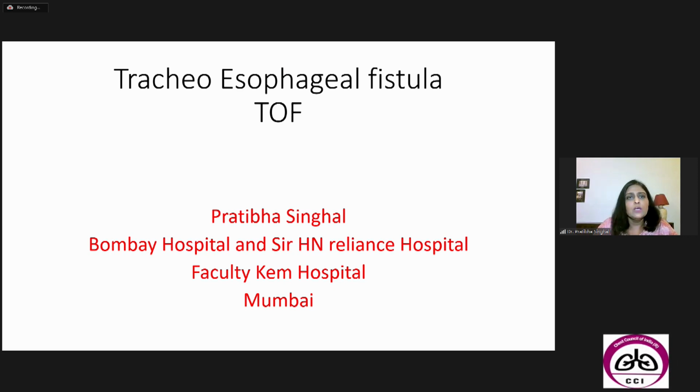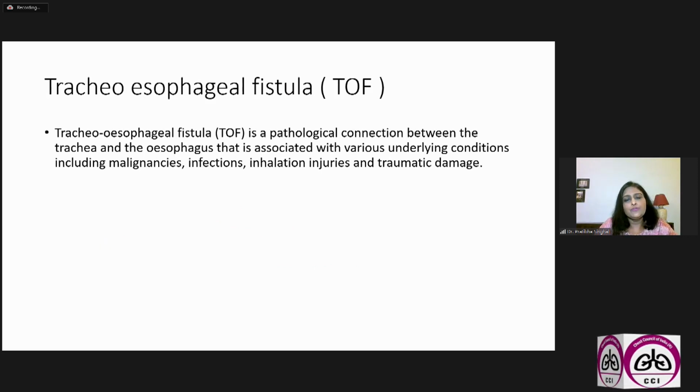Tracheo Oesophageal Fistula is basically a pathological connection between the trachea and the esophagus that is associated with various underlying conditions, primarily malignancies, infections, inhalational injuries, and traumatic damage. Traumatic could be either sometimes prolonged intubation, tracheostomy, or some road traffic accidents.